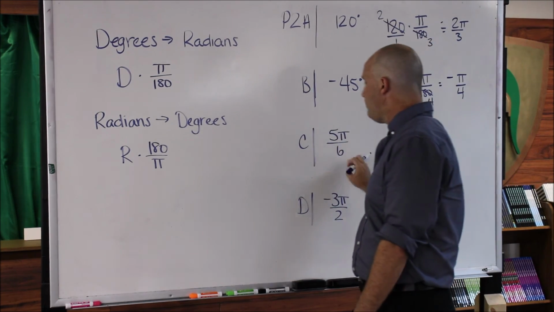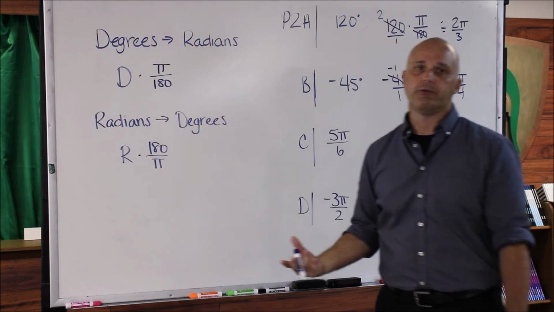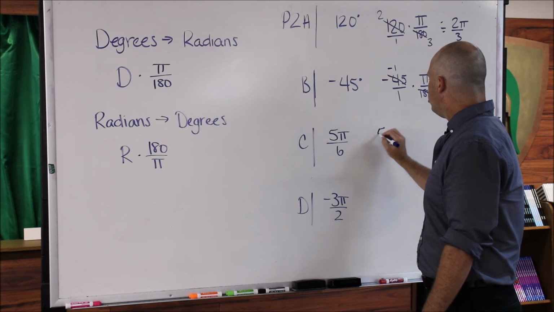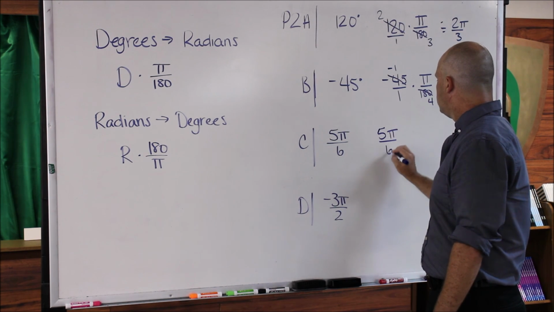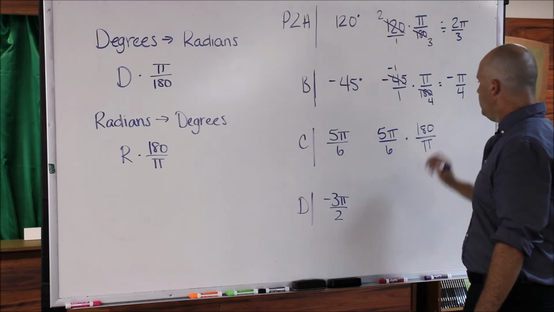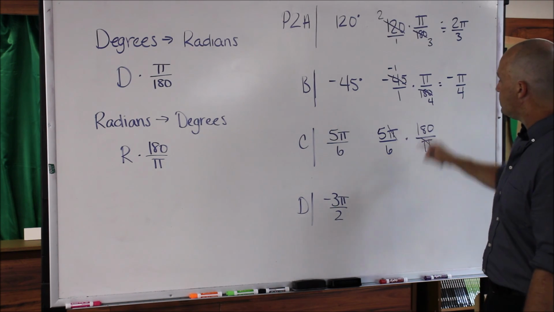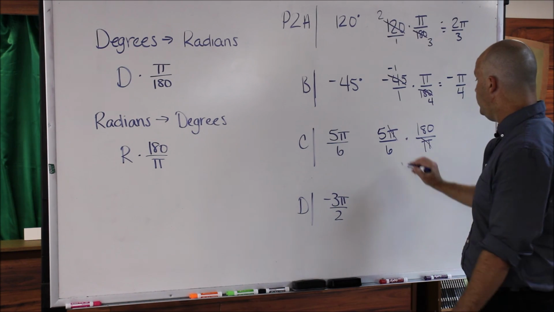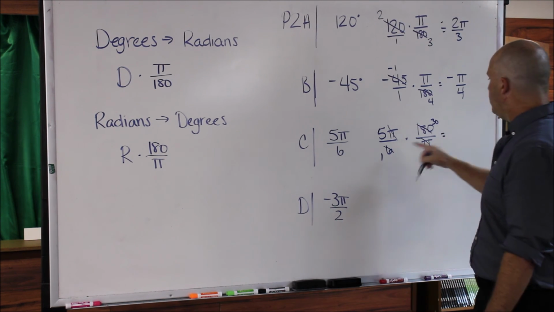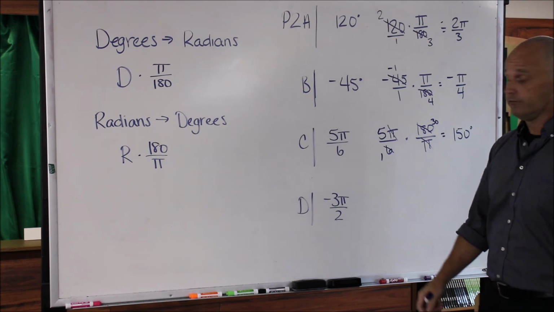The next one, 5 pi over 6. Since we're going from radians to degrees this time, we're going to multiply by 180 over pi. So 5 pi over 6 times 180 over pi. Now what's going to happen is your pi's are going to cancel out, and then you're looking at the 6 and the 180. 6 will go into 180 30 times. So what we end up with is 5 times 30 for 150 degrees.